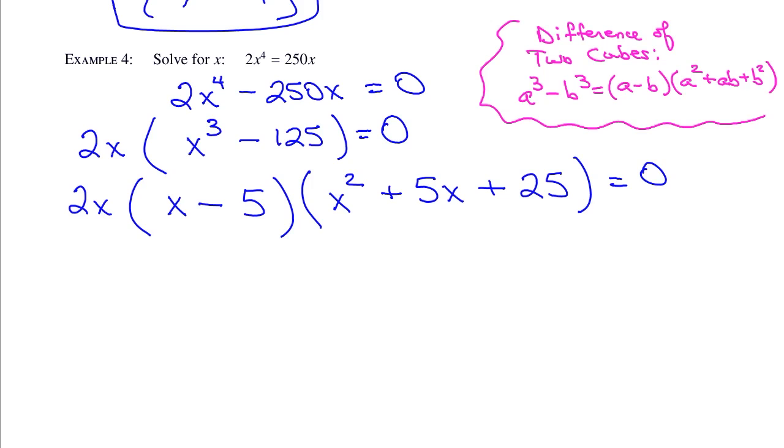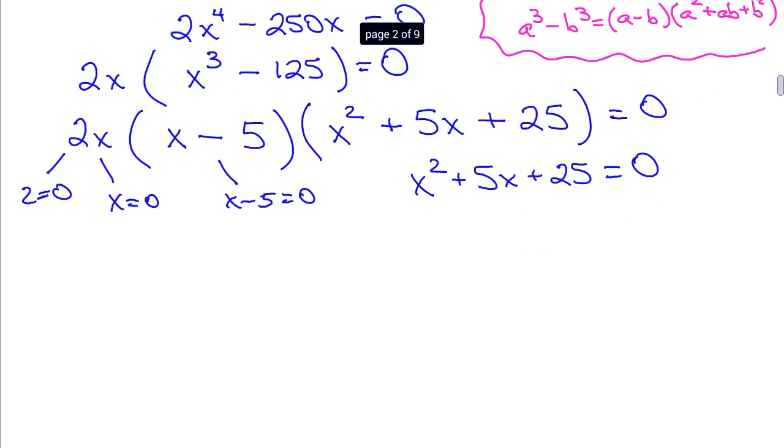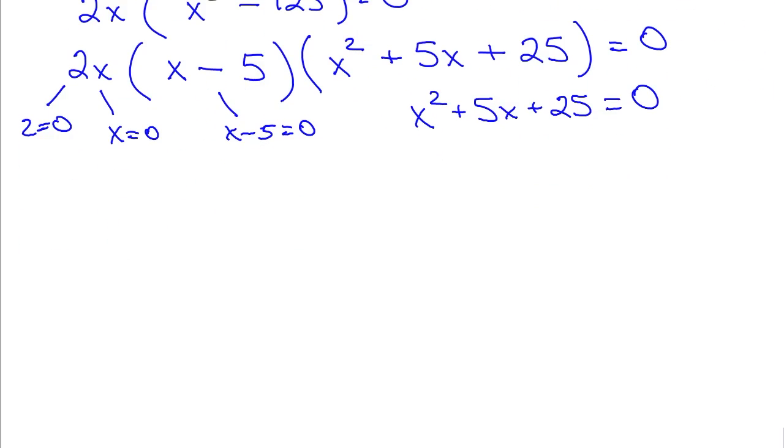Now we set each factor equal to 0. So we have 2 equals 0, x equals 0, x minus 5 equals 0, and x squared plus 5x plus 25 equals 0. Two equals 0 doesn't make any sense. Discard that. X equals 0 is done. X minus 5 equals 0 gives me x equals 5. And then the last one, let's go ahead and move that over here and solve it.